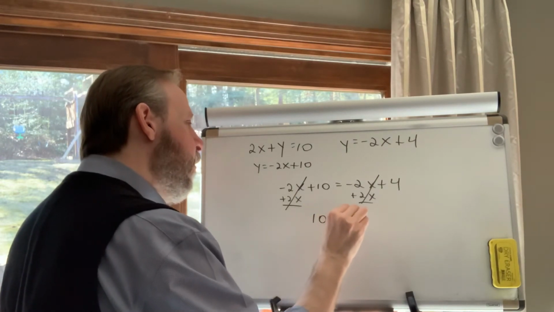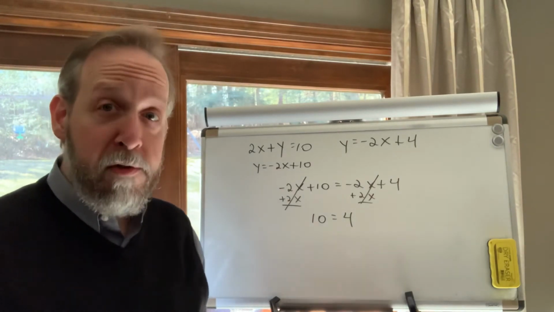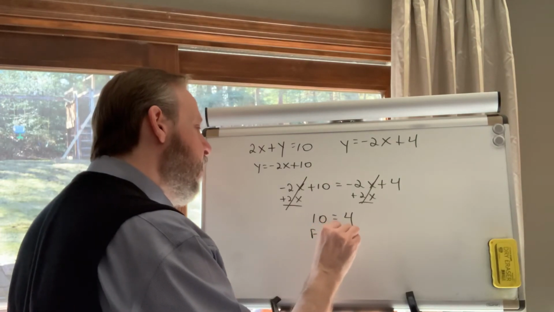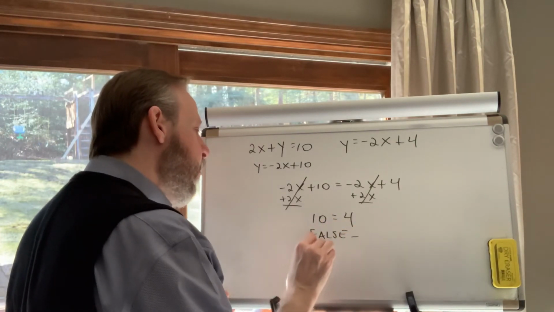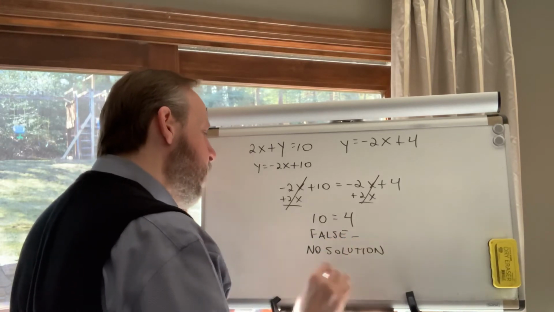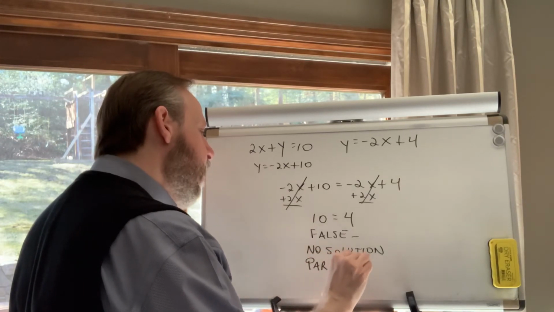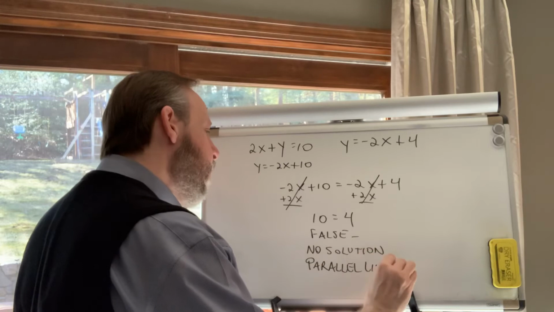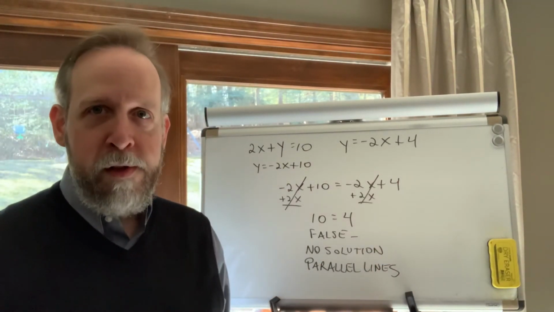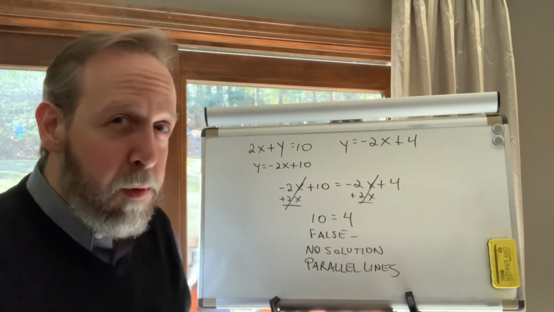10 equals 4. Well, there's no variable, and the answer is false. What does it mean when the answer is false and there's no more variable? It means that there's no solution. What kind of lines have no solution? Parallel lines. Okay? Make sense? And again, from the equations, we already knew they were going to be parallel. They have the same slope and different y-intercepts. Moving on to our last system.